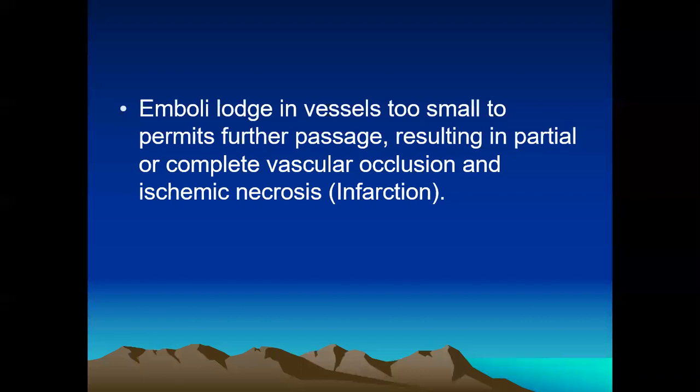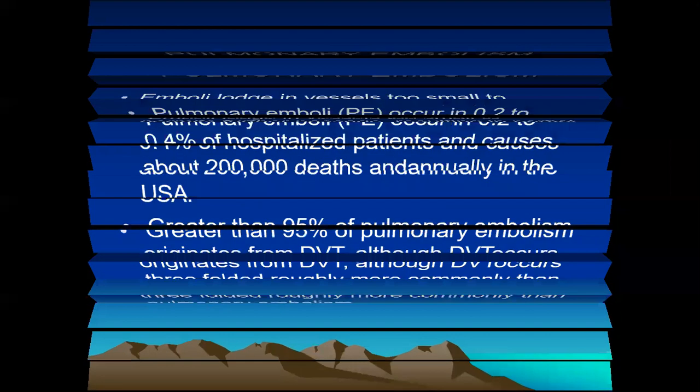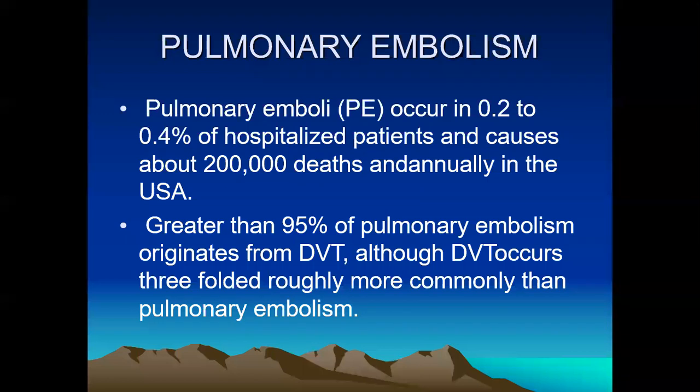So emboli can lodge in a vessel wall too small to permit further passage, resulting in partial or complete occlusion of the vessel lumen. They can lead to ischemic necrosis of the area and to the development of infarction. There are two major types, pulmonary embolism and systemic embolism, and we already discussed the classification and consistency. Now, pulmonary embolism.